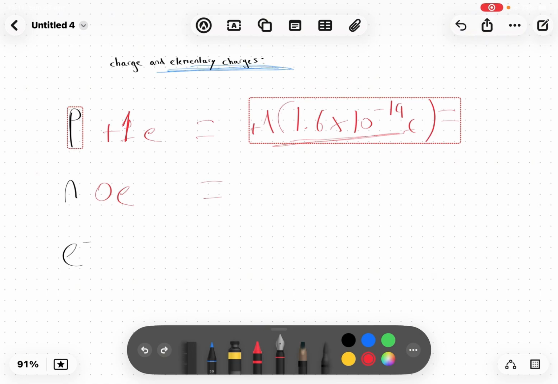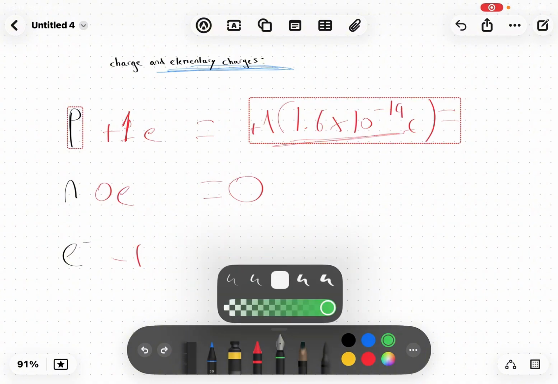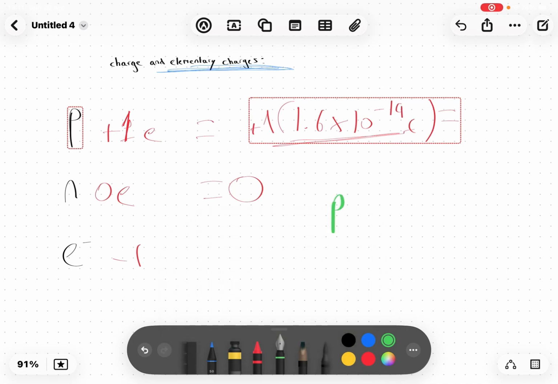This times 0 equals 0, and then -1 times the value gives the same exact number, just in a negative format. So from that we know that protons and electrons have the same charge value, just opposite signs.